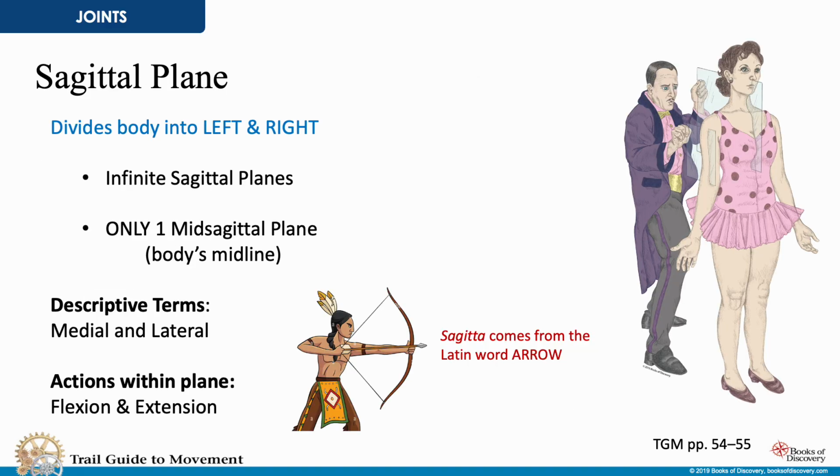The sagittal plane divides us into left and right, and actions that are happening here are flexion and extension. Descriptive terms: medial and lateral. Of course, medial being closer to the body's midline, lateral being further away from that. There can be infinite sagittal planes, but only one mid-sagittal plane because that is the body's midline.